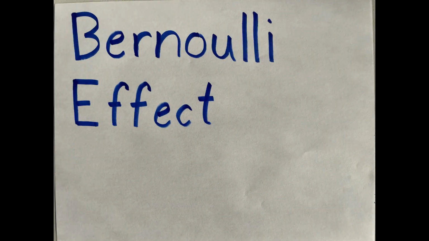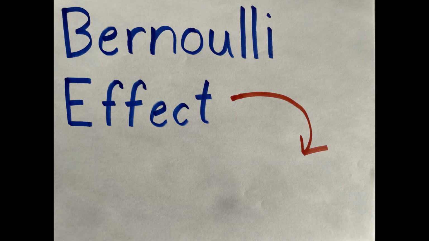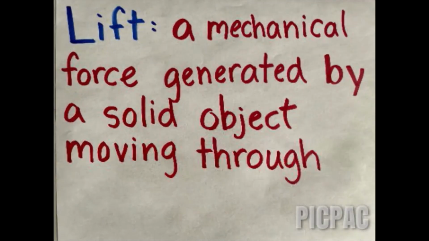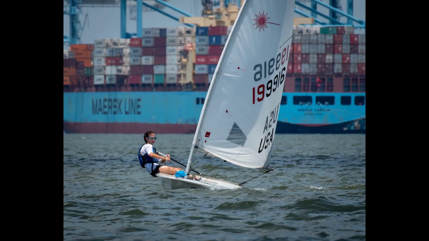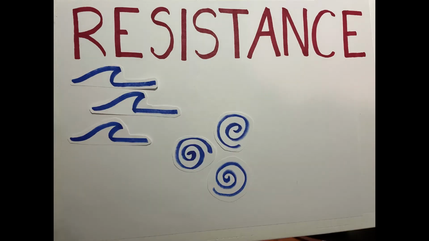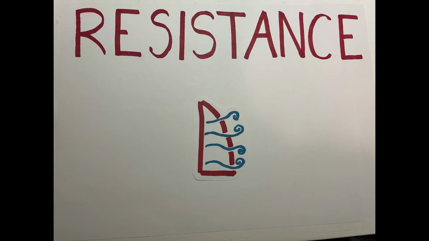But before we can understand this, we have to ask ourselves the question, what is lift? Lift is, by definition, a mechanical force generated by a solid object moving through a fluid. In this case, the sail is a solid object moving through air, which is a fluid. A sailboat needs to generate enough lift to overcome the resistance it experiences from waves, eddies, and turbulence in the water, as well as vortexes produced by the air in the sails.